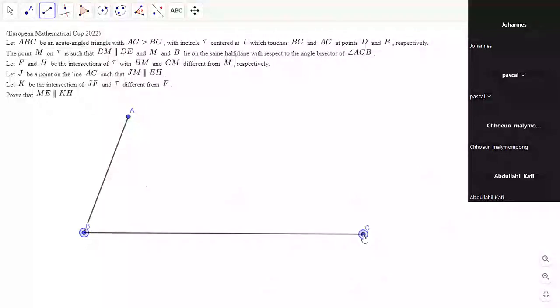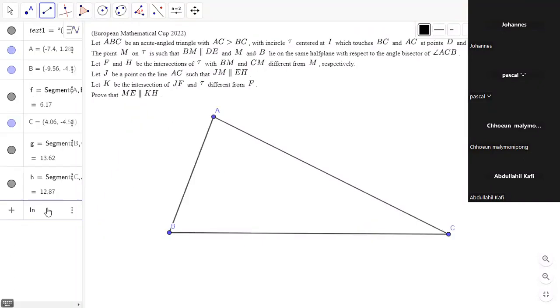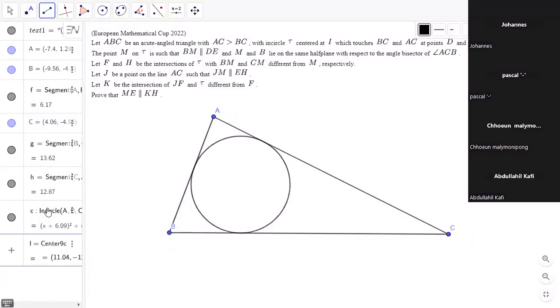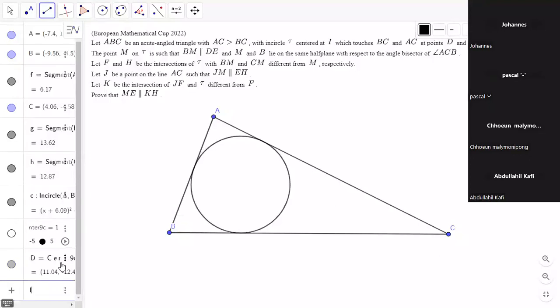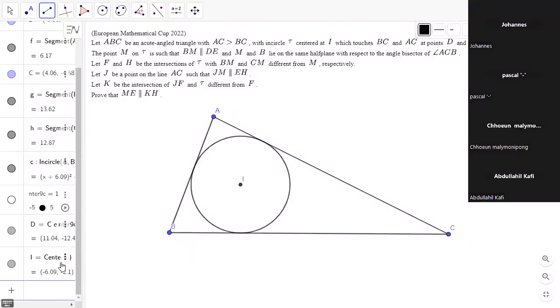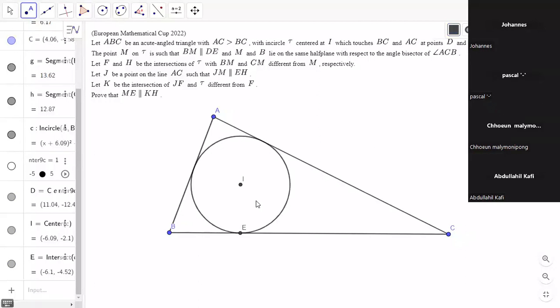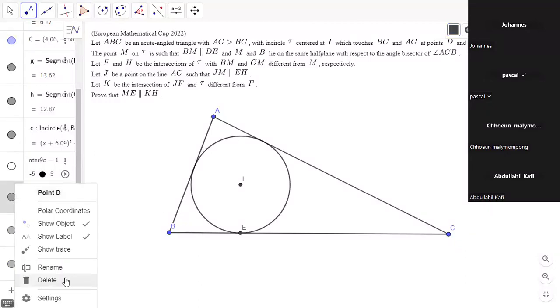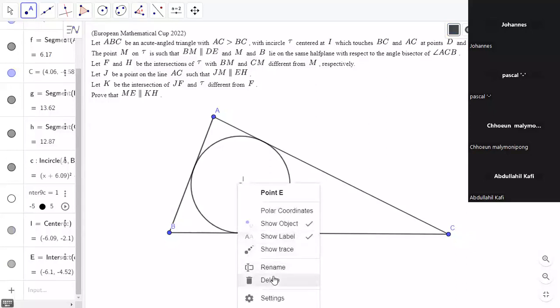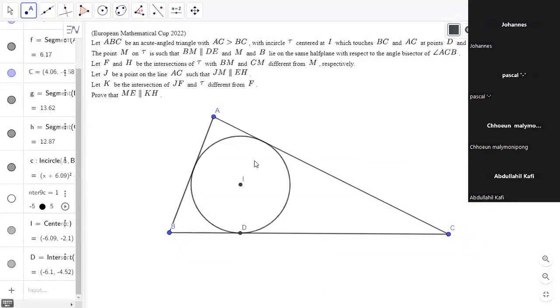100% sure, but we'll see soon enough. So what we have is an incircle, A, B, C. I is the center of it. B and E are these points. So it touches BC and AC at D and E. Let me delete that. This should be D, and this should be E.